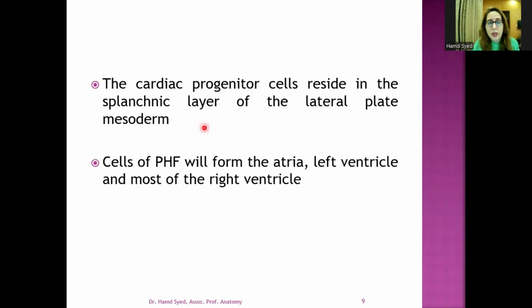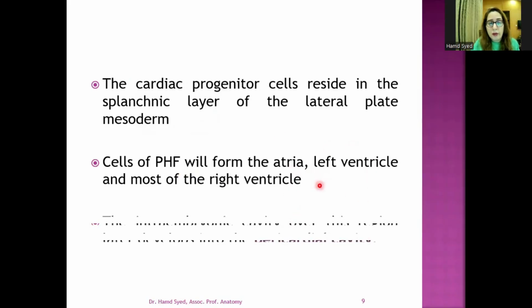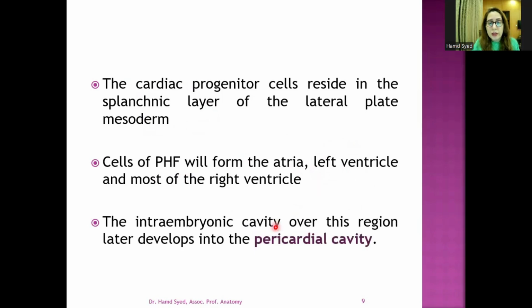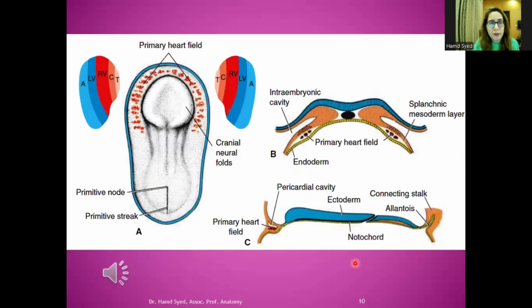Cells of the primary heart field are going to form the atria, the left ventricle, and most of the right ventricle. So these are the chambers of the heart which are formed by the primary heart field. The intraembryonic cavity, which is present over this region, will later develop into the pericardial cavity. This is the cavity surrounding the heart.